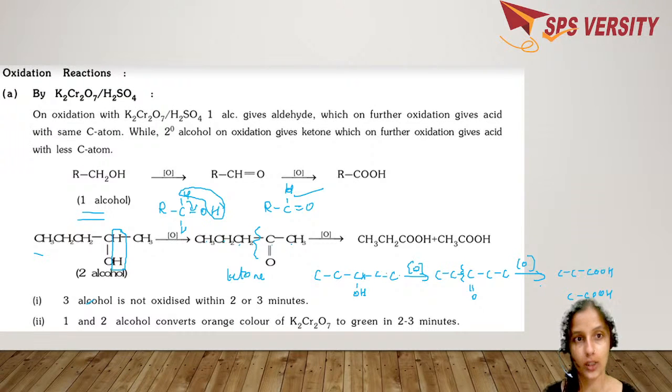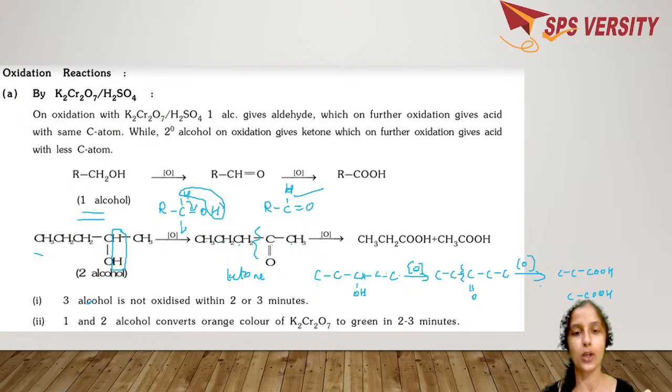Then if you take the tertiary alcohol, if it is a primary and the secondary, they react immediately. And if you take the tertiary alcohol, this is not going to be oxidized very quickly, but it takes some time to get oxidized. So the primary and the secondary alcohols convert orange color to green. I mean, if you take the potassium dichromate, which is orange in color, the primary and the secondary alcohol turn that into green.